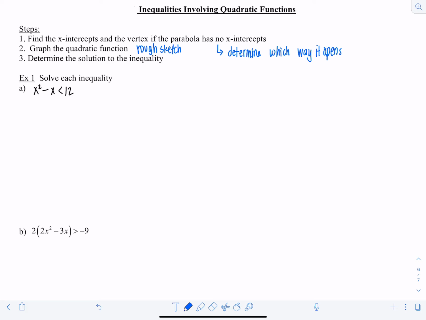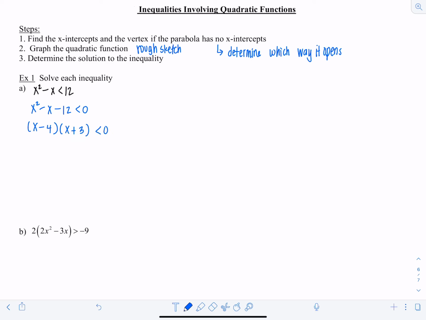Solve each inequality. We have x squared minus x is less than 12. So to start off with, I want to figure out what the x-intercepts are for this parabola. I need a 0 on one side of the inequality. Usually it's a good idea to put the 0 on the right-hand side. So I'm going to move 12 over to the other side. So we have x squared minus x minus 12 is less than 0. And conveniently, x squared minus x minus 12 factors into x minus 4 times x plus 3 is less than 0.